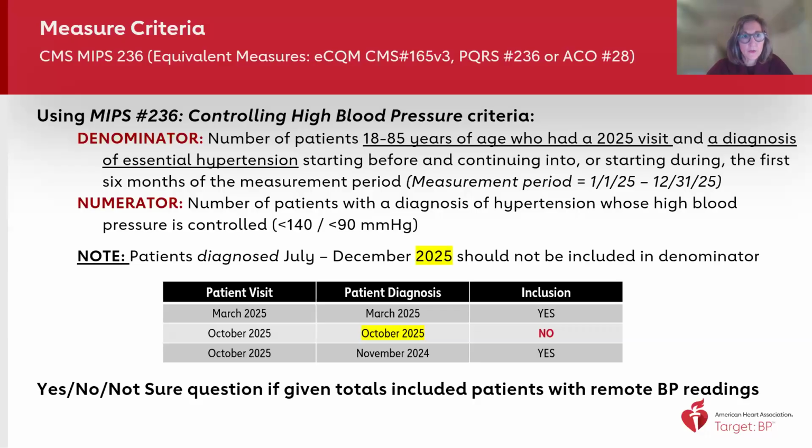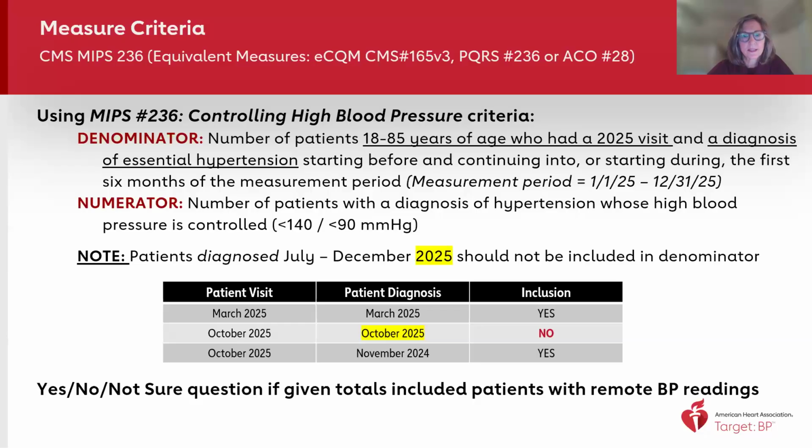As you may well know, the denominator for that includes patients 18 to 85 who had a visit during the 2025 calendar year and a diagnosis of hypertension either before that year or in the first 6 months of the year. The numerator for this measure includes patients from that denominator who also have their blood pressure controlled to a level of less than 140 over less than 90. Note that that is higher than a guideline recommendation control level, but that is what the measure steward uses as the cut point for determining control in the performance measure.